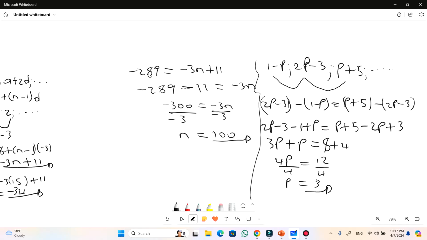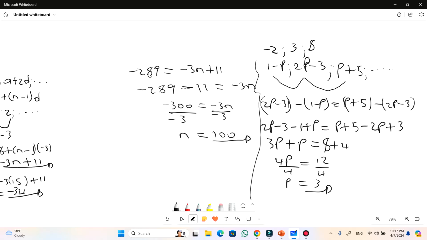Now we have the value of p, so we can just substitute 3 for p to get our values. So let me write here: it's going to be 1 minus 3, so it's negative 2, our first term. To get our second term we substitute 3 here: 2 times 3 minus 3 is 3. And then here 3 plus 5 is 8, so our sequence now is like this.